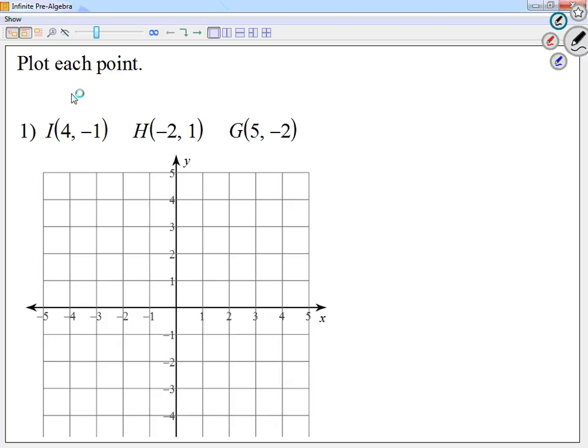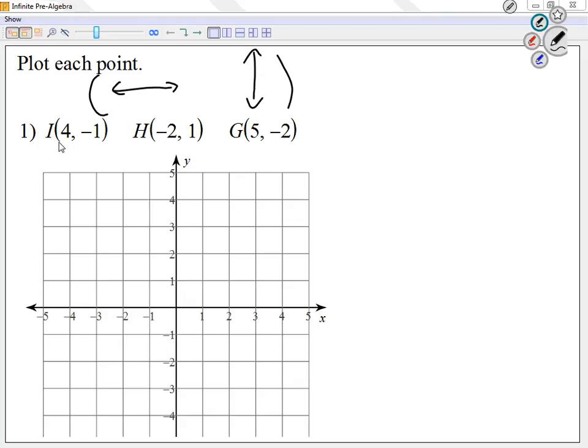You guys know in each parentheses, the first value, the x value, tells me whether I move to the right or to the left. First number tells me right or left. Right if it's positive, left if it's negative. The second number tells me if I move up or down. Up if it's positive, down if it's negative. So looking at the first value on I, positive 4 tells me I move to the right. Negative 1 tells me I move down.